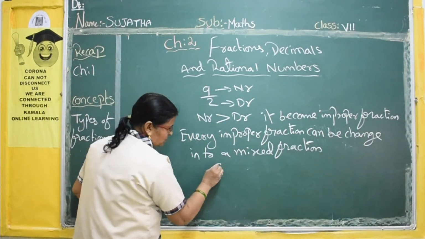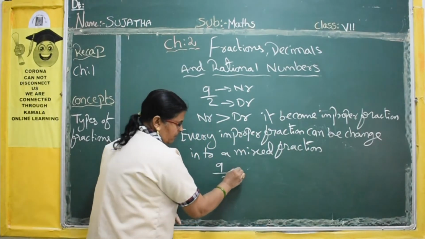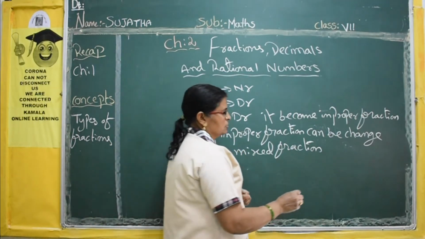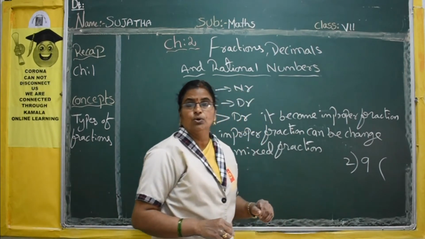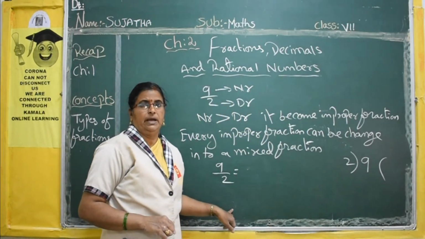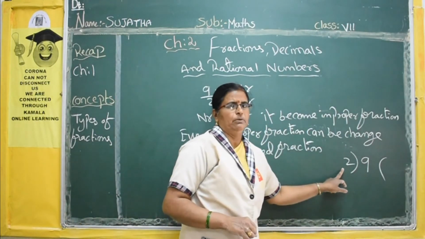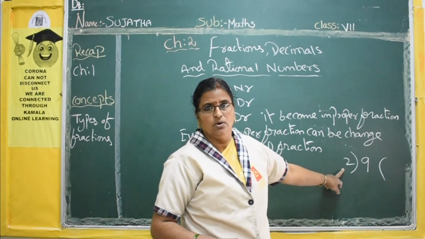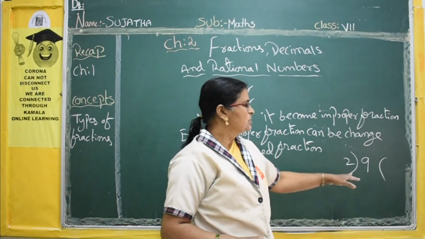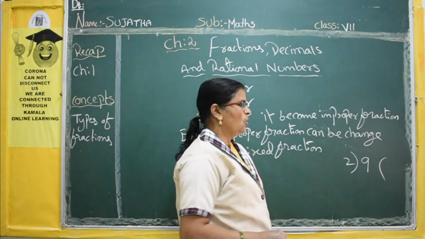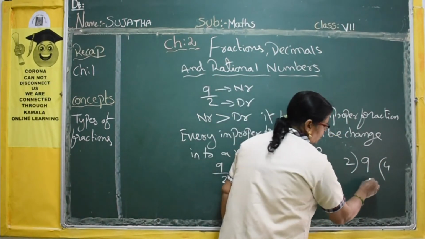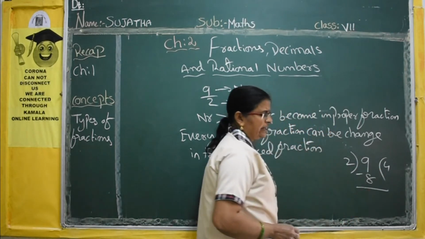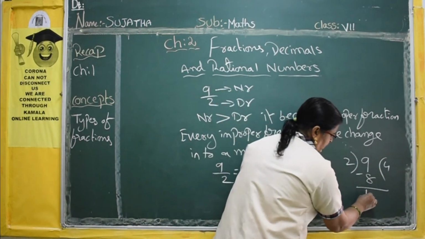How will it be changed? Now 9 by 2, I want to change into mixed. So what will I do? This 9 should be divided by 2. Will 9 come in the 2 table? No. You have to take a number less than that. So 8. How many times does 2 go into 8? 4 times. 2 4s are 8. Now 9 minus 8 is 1.